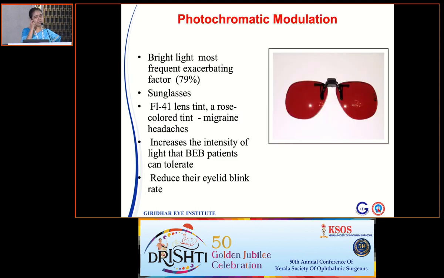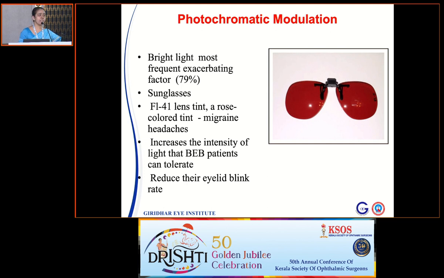We know most of the patients come to us because when they go into the light, their spasms get much worse and they can't even open their eyes. So sunglasses we always prescribe, but that is not really very effective. This is a special lens, the FL41 lens tint, and it is rose colored. I tried my level best to get it in India, but actually it is not marketed in India. It is in the US and UK, and some relatives can get them for the patients.